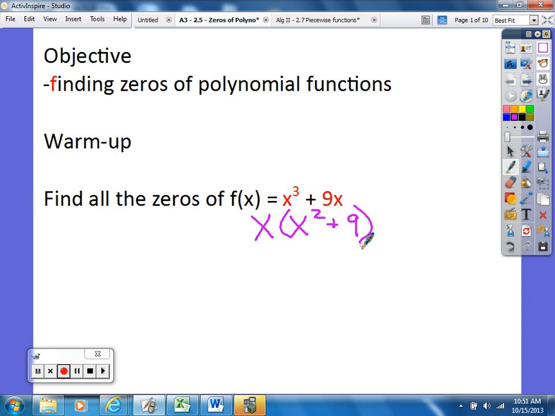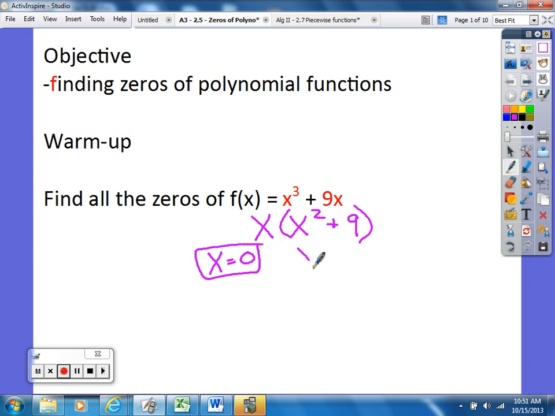Okay, then what do I need to do with each of these pieces? Set them equal to 0. So this first one's just going to be x equals 0. Is there any work there? No. That's proving it, by the way. If you factored it and set it equal to 0, that is proving it.